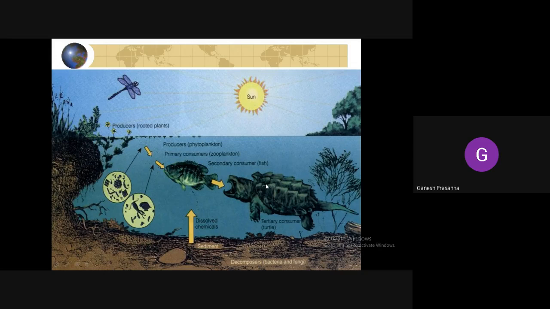During this, a lot of excreta is left out from the organisms, which forms the dissolved chemicals which form the sediments. There are certain decomposers like bacteria and fungi which convert those dead and decaying plants. Like there are some phytoplanktons and zooplanktons; when they die, they are decomposed by certain bacteria and fungi present in the ecosystem.